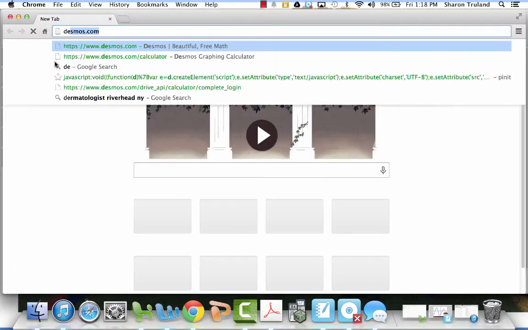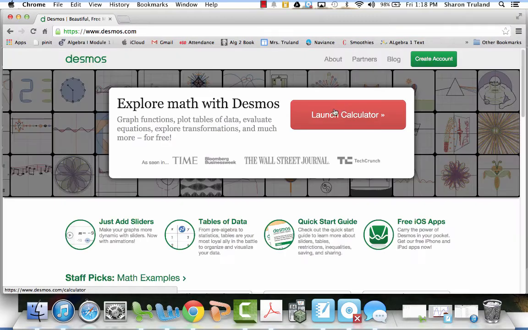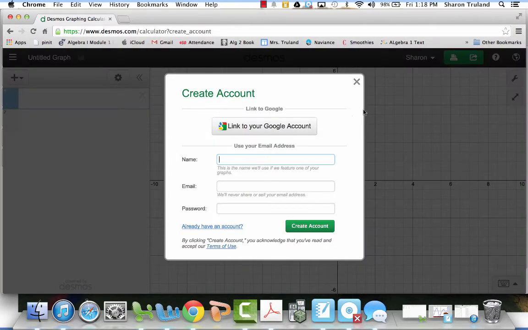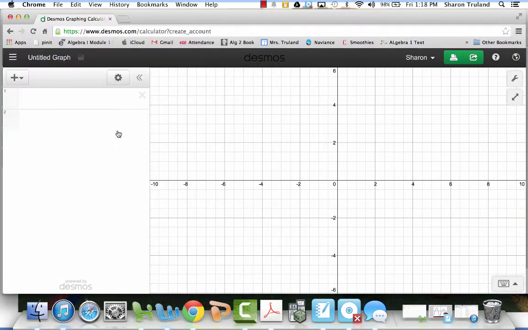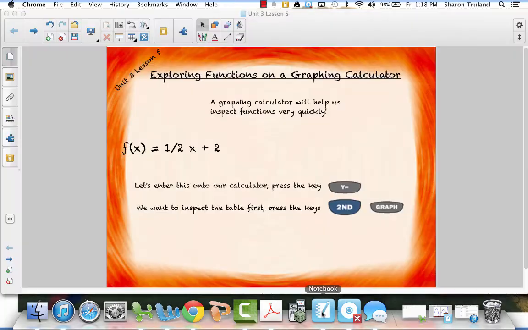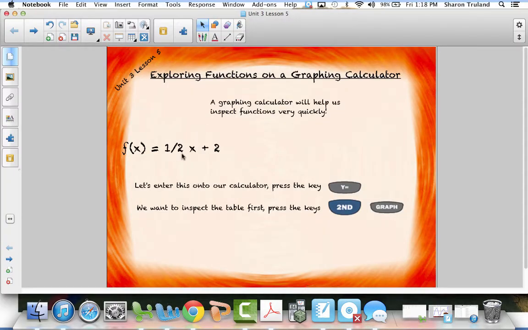You can go to Desmos, which you should be working on for your extra credit project. And I'm going to, you know how we do, sign into our Google account. And there we go. So everything I can do on this, as well as the graphing calculators you were given during school. So we are going to use this function. We're going to graph this.